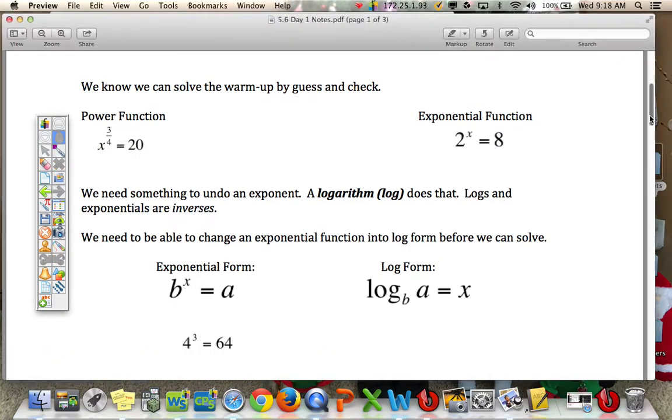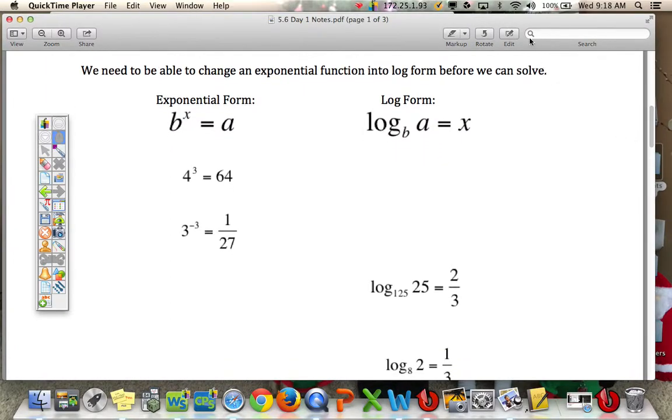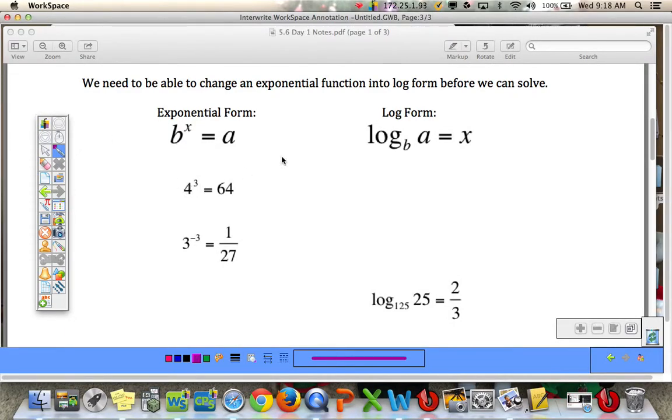The first step is we have to be able to change an exponent to a log. So this is the exponent form: b is the base, x is the exponent, equals a. Here's what the equivalent log form looks like. Alright, so let's practice writing this. When you write a log, you always write log first. Then you look for the base. The base is the big number with the exponent. So we say this is log base 4, and it makes a loop. Log base 4 of 64 equals 3. Alright, so there's one way to write it.